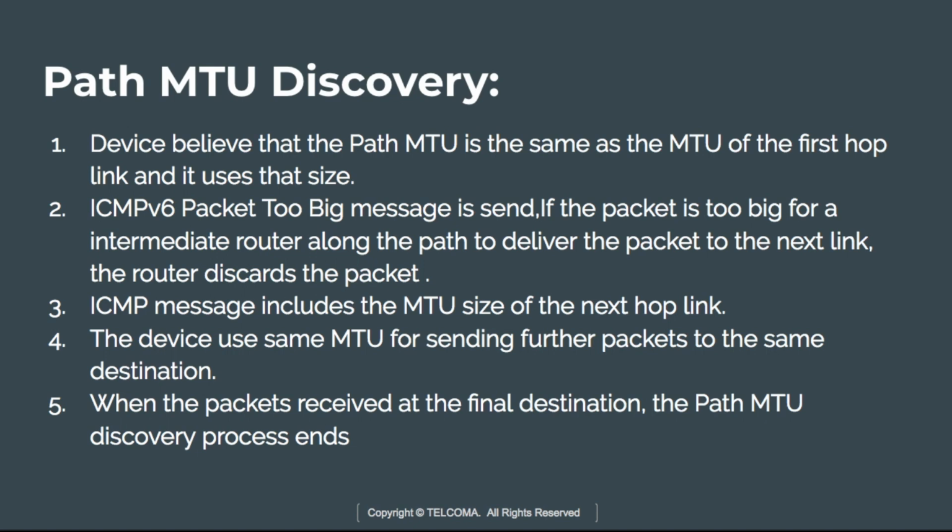If the packet is too big for an intermediate router along the path to deliver to the next link, the router discards the packet. The router will send a packet too big message to the sender to indicate that the packet you have sent has a larger MTU size. The ICMP message includes the MTU size of the next hop link. So the sender uses the MTU size of the next hop link, and it will use that much MTU size for a packet.